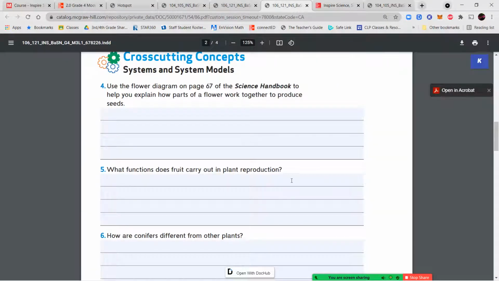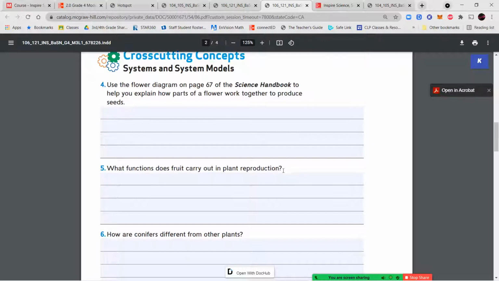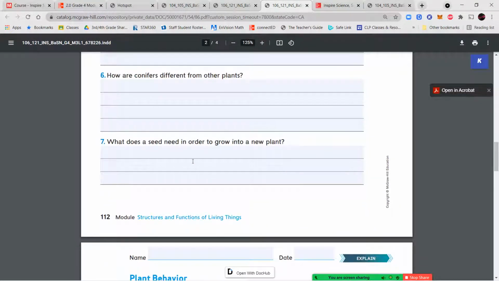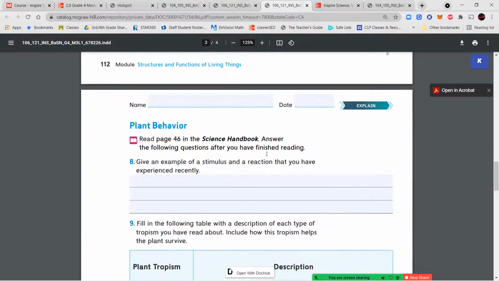All right, go ahead and head back into your workbook. And you can go ahead and answer the questions. Explain how the parts of a flower work together to produce the seeds. What function does fruit carry out in plant reproduction? How are conifers different from other plants? And what do seeds need in order to grow into a new plant? So all of those were in the pages that we just finished reading. Feel free to go back and rewind if you like.